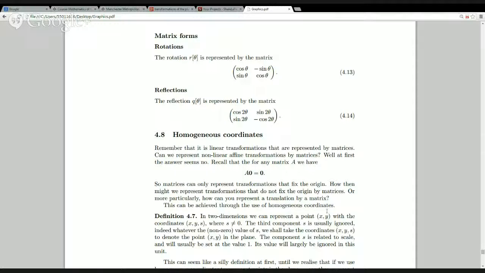So just look at the last page of the notes here. Well, we've already really covered the matrix forms. We saw that earlier, the matrix form for rotation and the matrix form for a reflection.